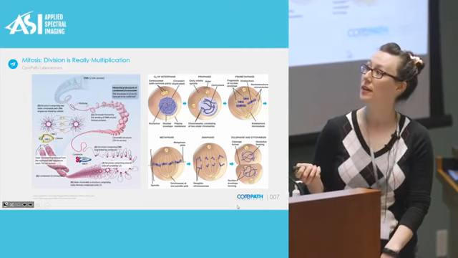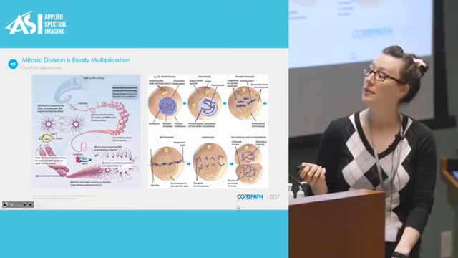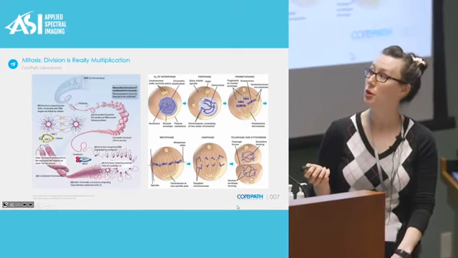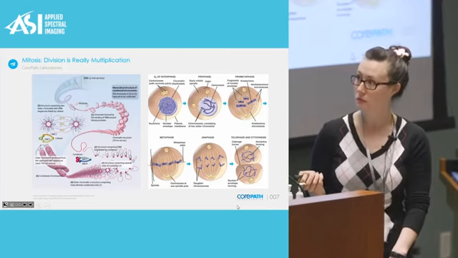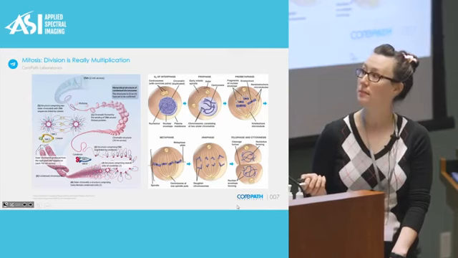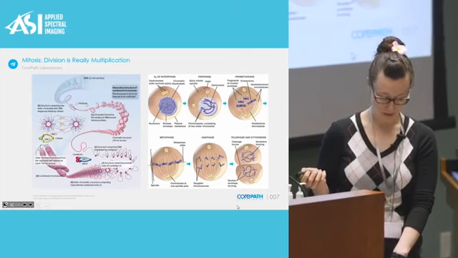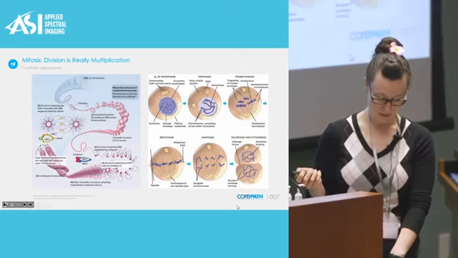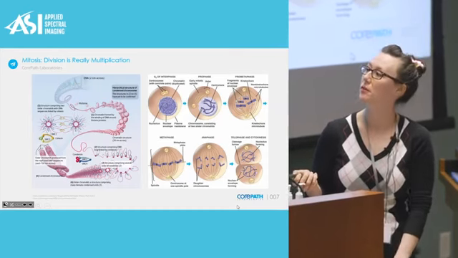Next, we'll move into prometaphase, where the nuclear envelope is fragmenting and the kinetochores of each chromosome are attaching to the microtubules of the mitotic spindle. Next, we'll move into metaphase. Metaphase is where the chromosomes are aligning along the metaphase plate. It's early, sorry folks.